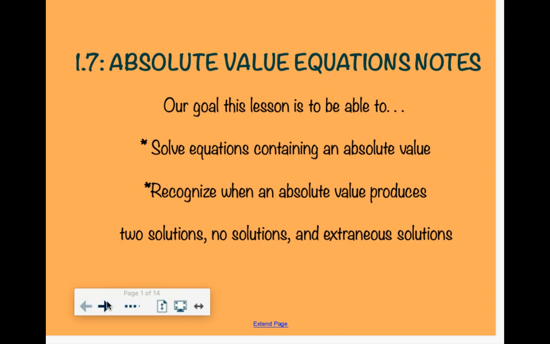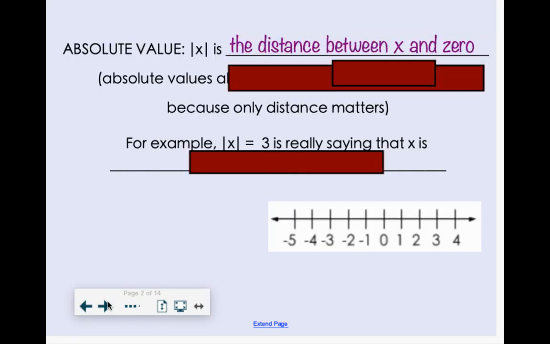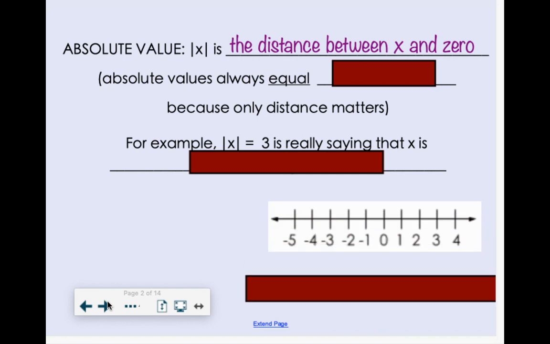So first things first, the absolute value of x is simply the distance between x and 0. So how far away is this number from 0? And a lot of people consider it making everything positive, because absolute values always equal positive numbers, because only distance matters, meaning it doesn't matter if you go towards the positive or negative direction, it's still the same amount.